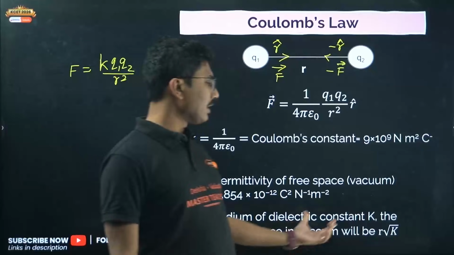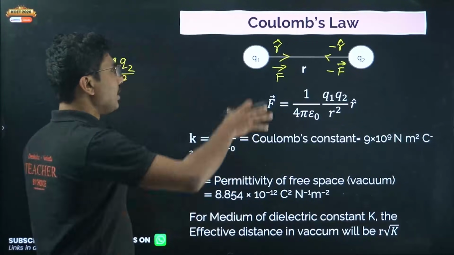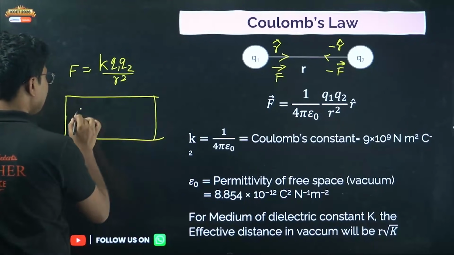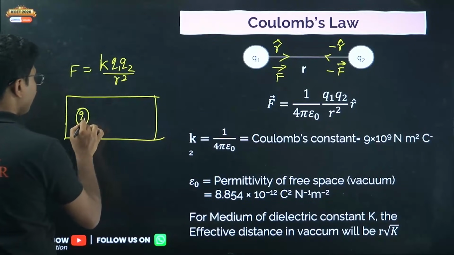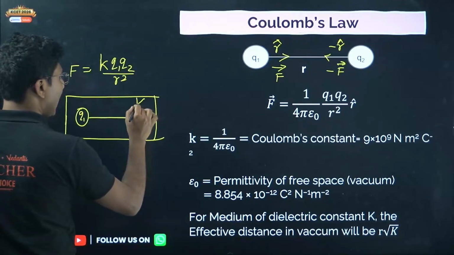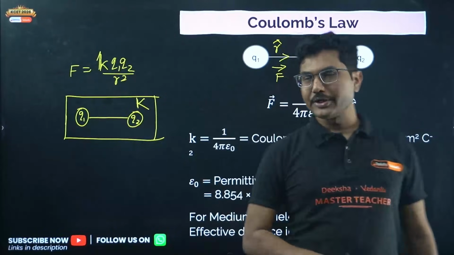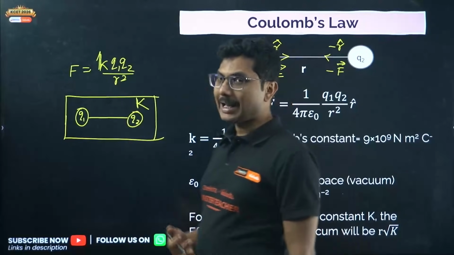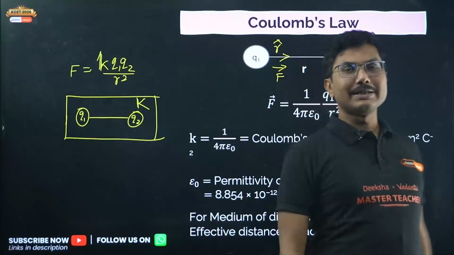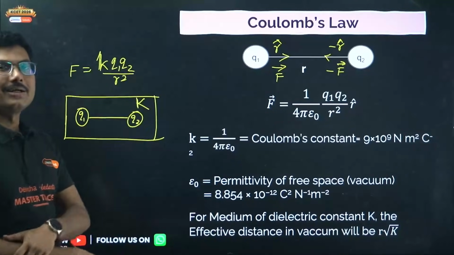For a medium of dielectric constant capital K, the effective distance in vacuum will be r root K. Suppose you take this system, Q1, Q2, and you put the entire thing inside a dielectric medium. Dielectric medium means it's no longer a vacuum. So don't confuse this as well. This is a small k, the Coulomb constant is small k, and the dielectric constant is written in capital K. Suppose you take the entire thing and immerse it into water, or immerse it into say some resin, epoxy resin, so that they are considered to be dielectric medium.